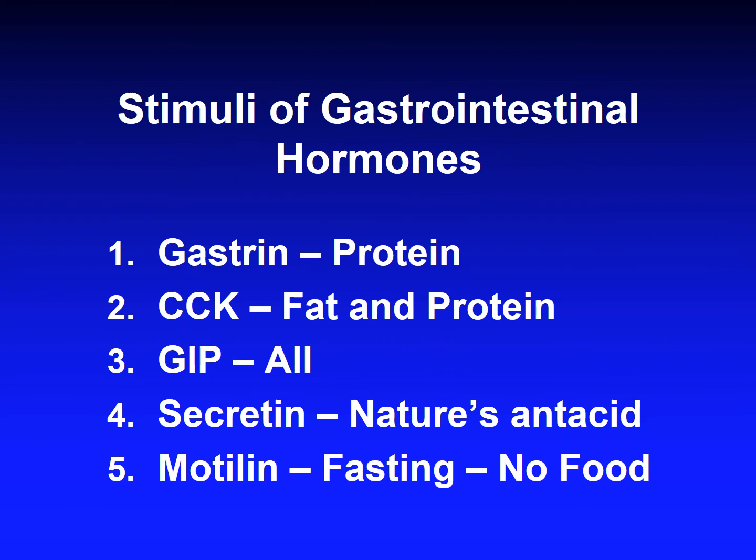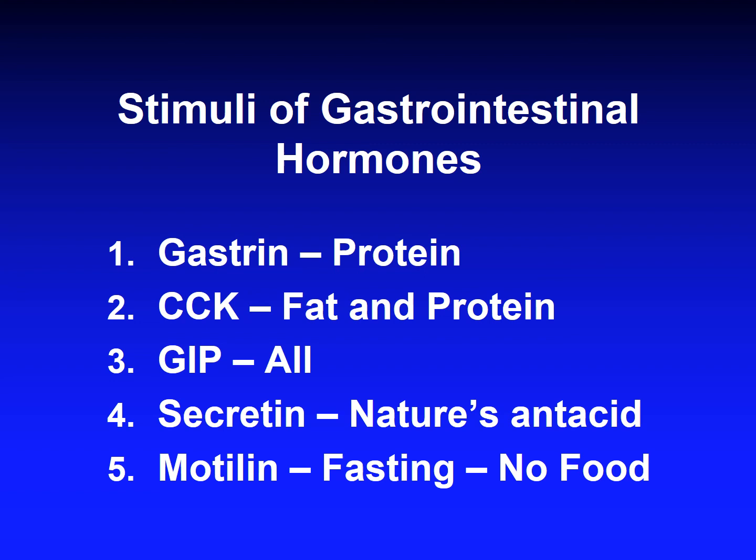And this slide summarizes what I just said. Gastrin is stimulated by protein, CCK is stimulated by fat and protein, GIP is stimulated by all of them, protein, fat, and carbohydrate, and secretin is called nature's anti-acid. So acid basically stimulates secretin secretion, and motilin is stimulated by fasting, when there is no food in the gut. Again, this is a simplified picture so you can remember this for a long period of time.